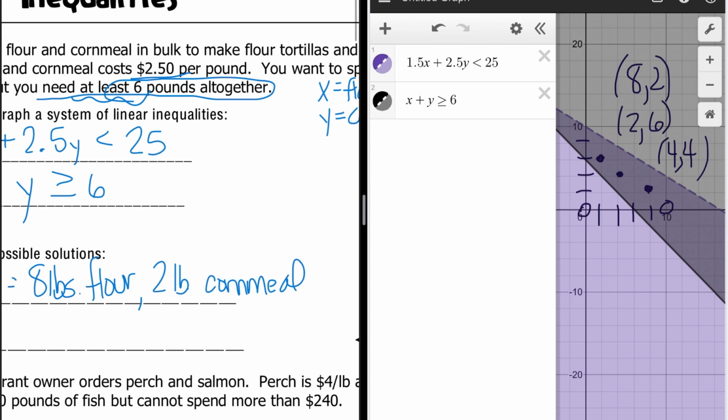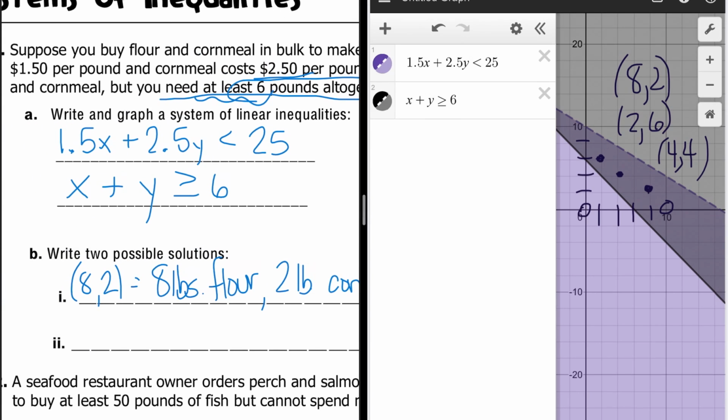Okay. One of the other solutions was what? 4, 4. So that means we would have 4 pounds of each.